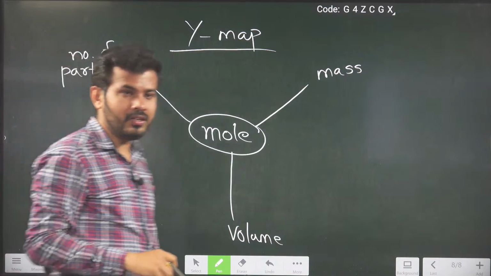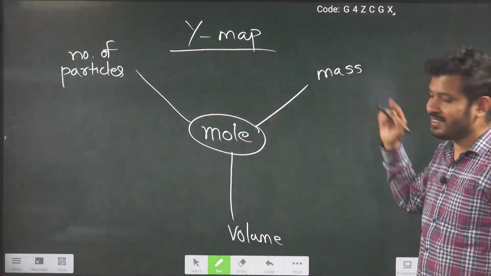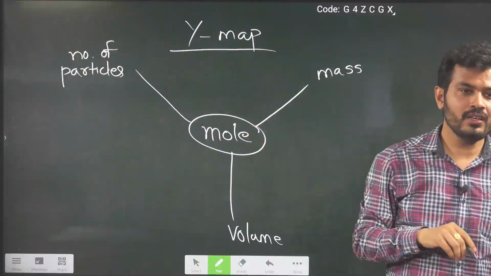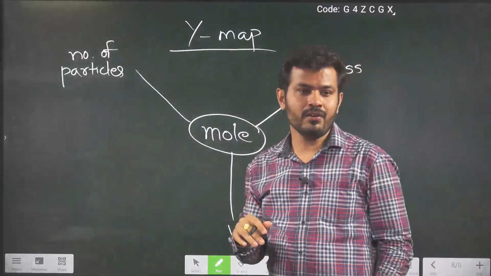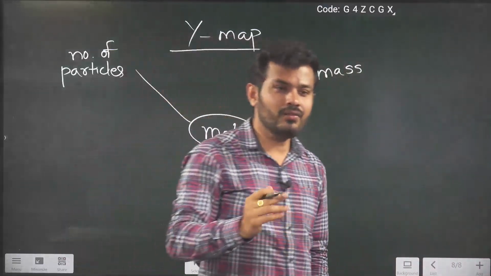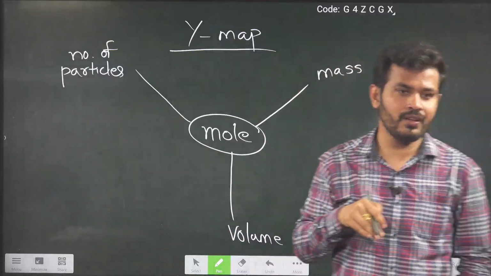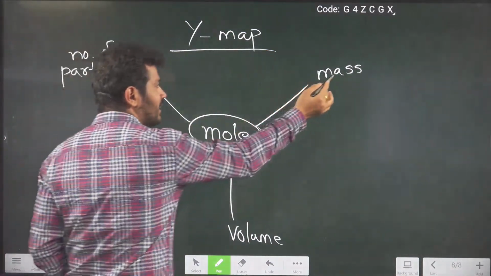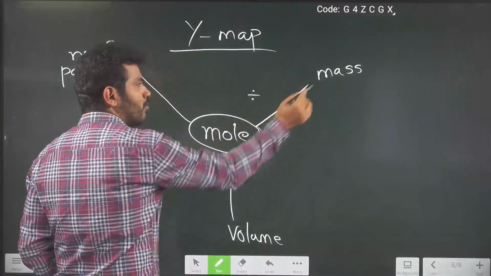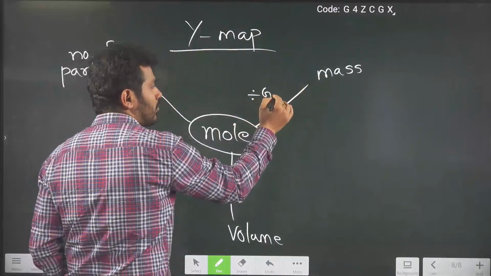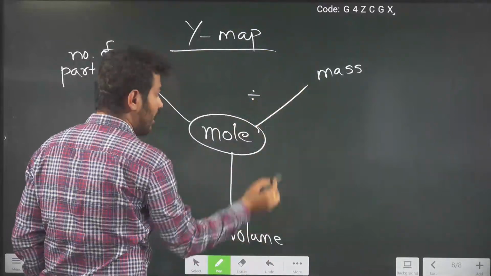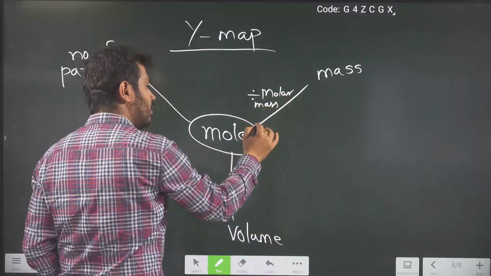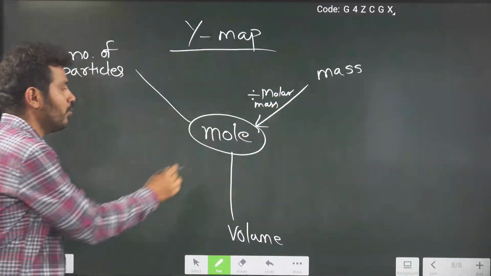Okay, you people tell me, if mass is given in the question, how to calculate the number of moles? I have 24 grams of carbon. Then what is the number of moles? You will say 24 divided by 12. Given mass by molar mass, gram molecular mass. Very good. So if mass is given, divide by gram atomic mass or gram molecular mass, I can say simply molar mass, and you will get the number of moles.